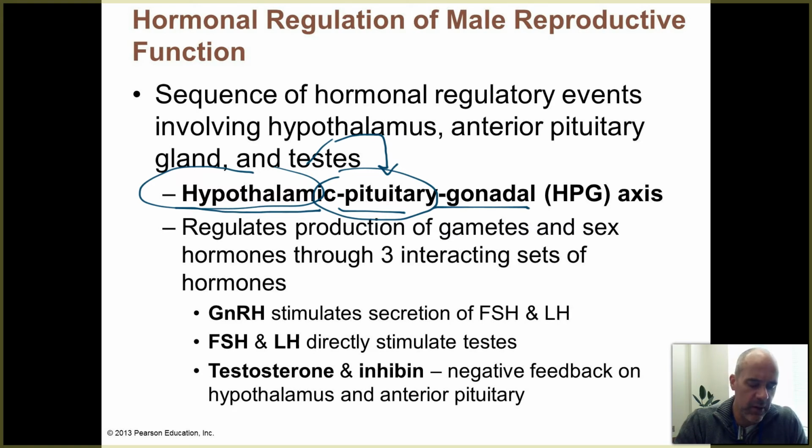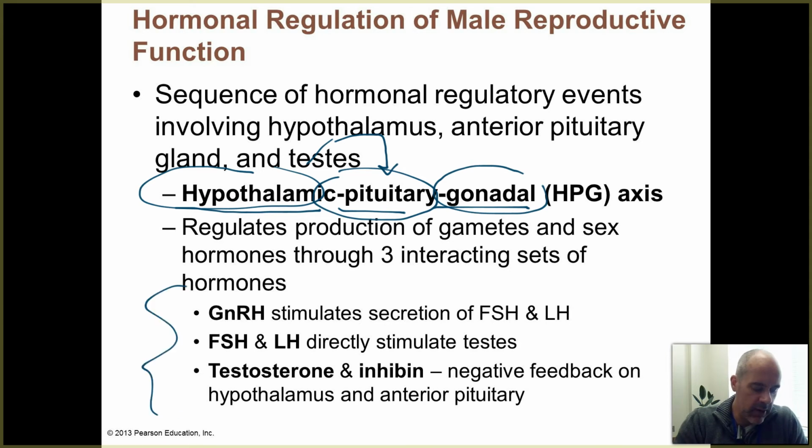Differs for different hormones. So in the case of the hormones that we're talking about here for the reproductive system, those targets are going to be the gonads, the testes in the male, and the ovaries in the female. So we're going to see how all this works.